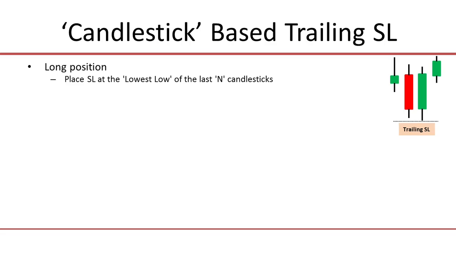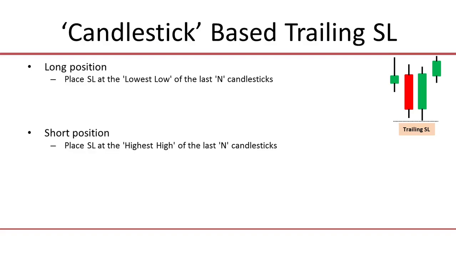Now let's say we're holding a short position. In this case, we will place the stop loss at the highest high of the last n candlesticks. So let's take an example where n equal to 4 and these are the latest 4 candlesticks. Then we will place the stop loss at the high of the first candle, as that is the highest high.